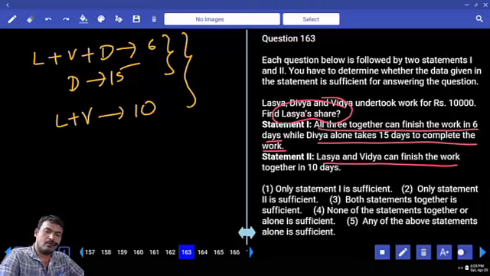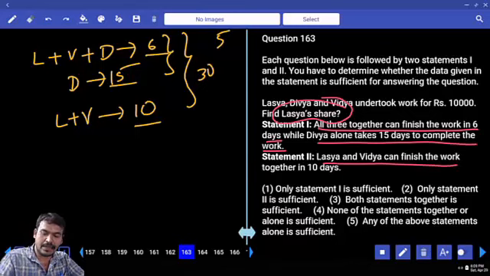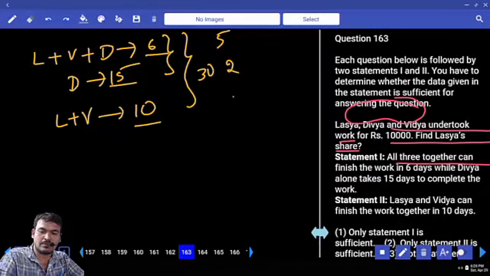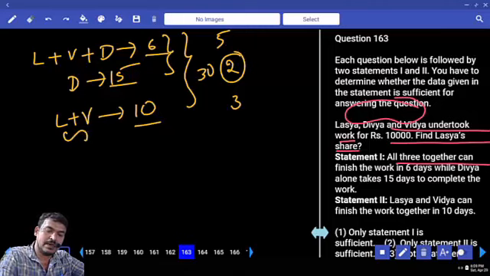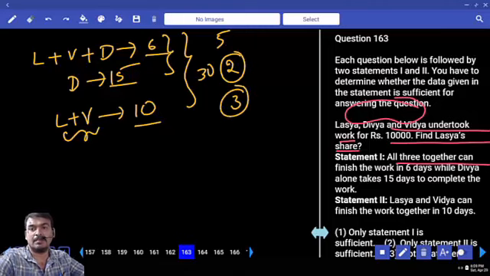Okay. What is the LCM of 6, 15, 10? 30. 30 means 6 how many times? 5 times. 15 how many times? 2 times. 10 how many times? 3 times. Only Divya's efficiency is how many parts? 2 parts. Lasya plus Vidya's efficiency 3 parts. But we don't know the Lasya efficiency.